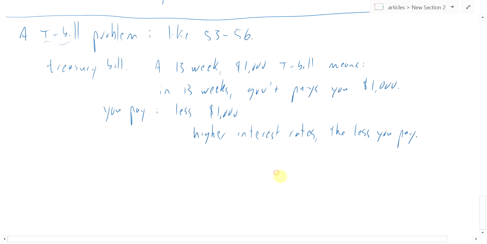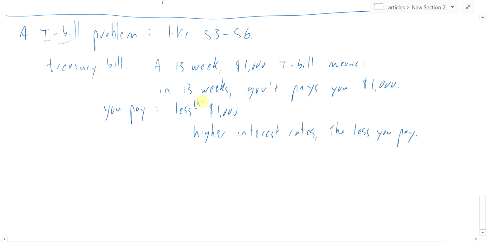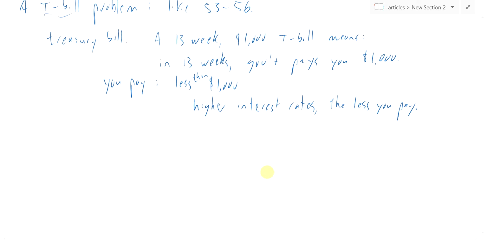Okay, so less than $1,000. So that's what T-bills are, right? You buy it now, and in 13 weeks, the government will pay you $1,000. And basically what you're doing is you're betting that you'll make more in that time with the T-bill than you would with anything else. So what kind of problems are we dealing with involving T-bills?